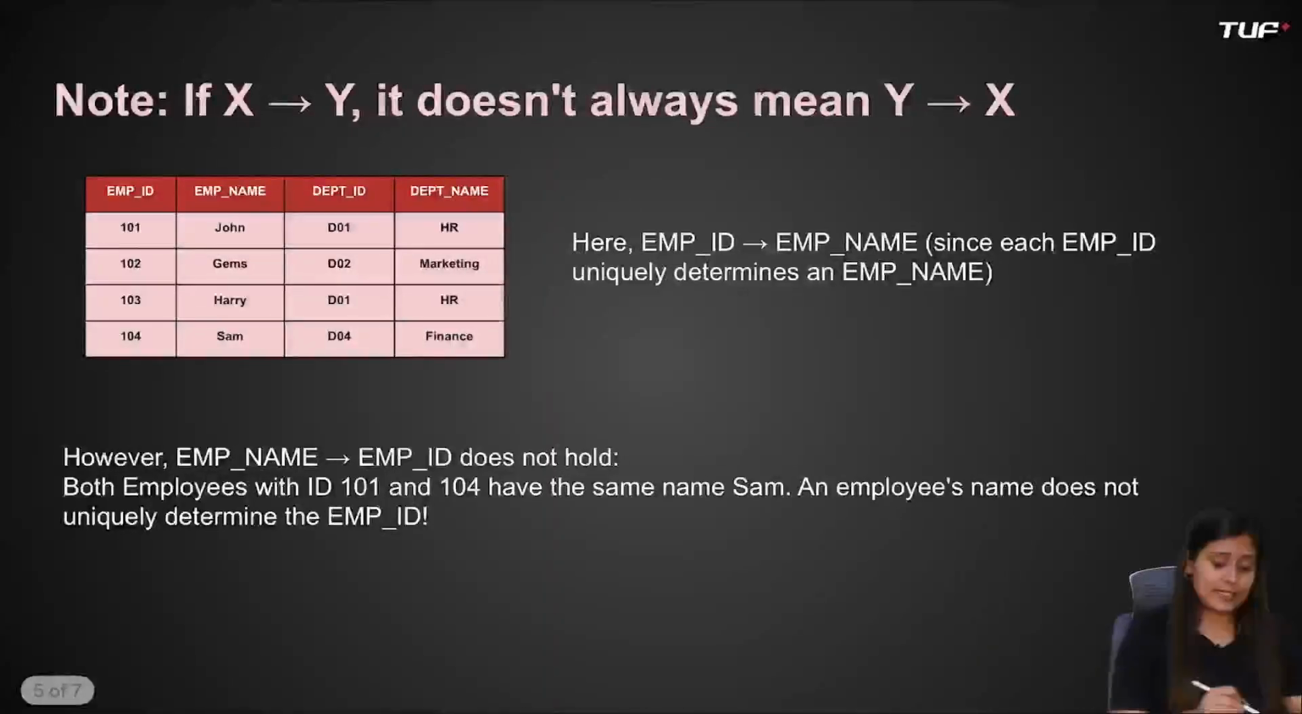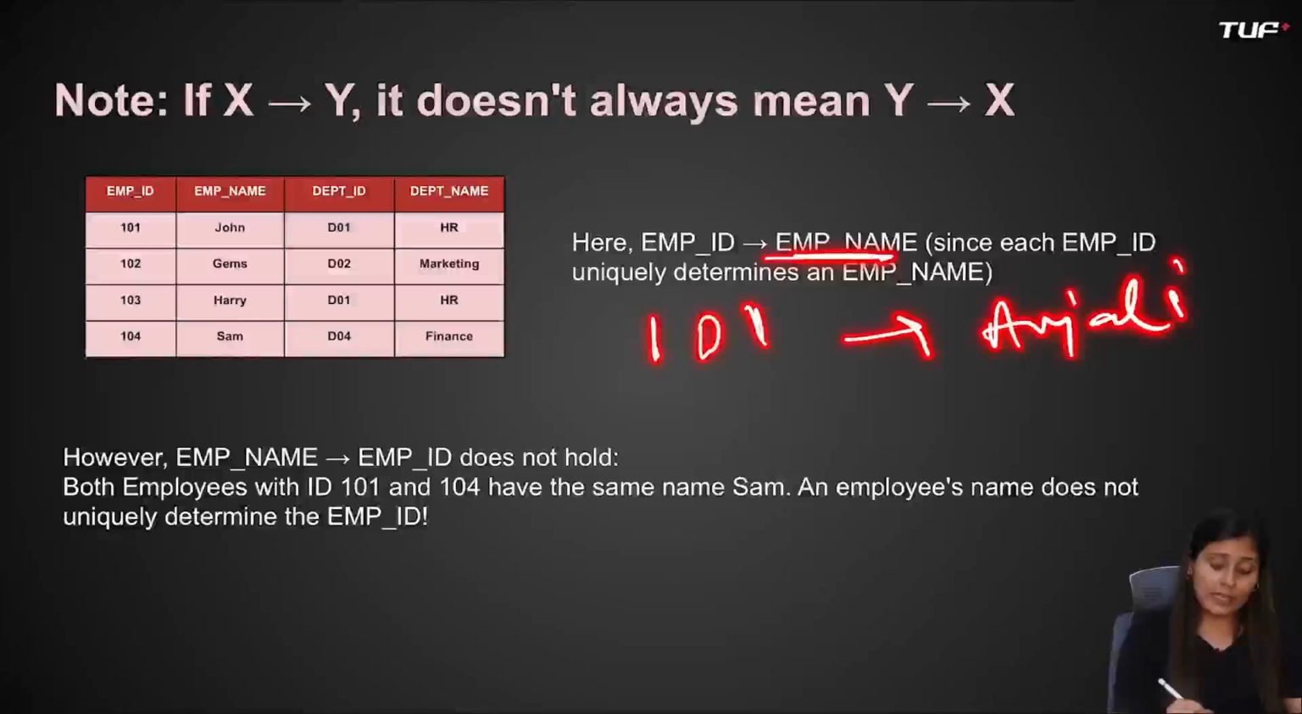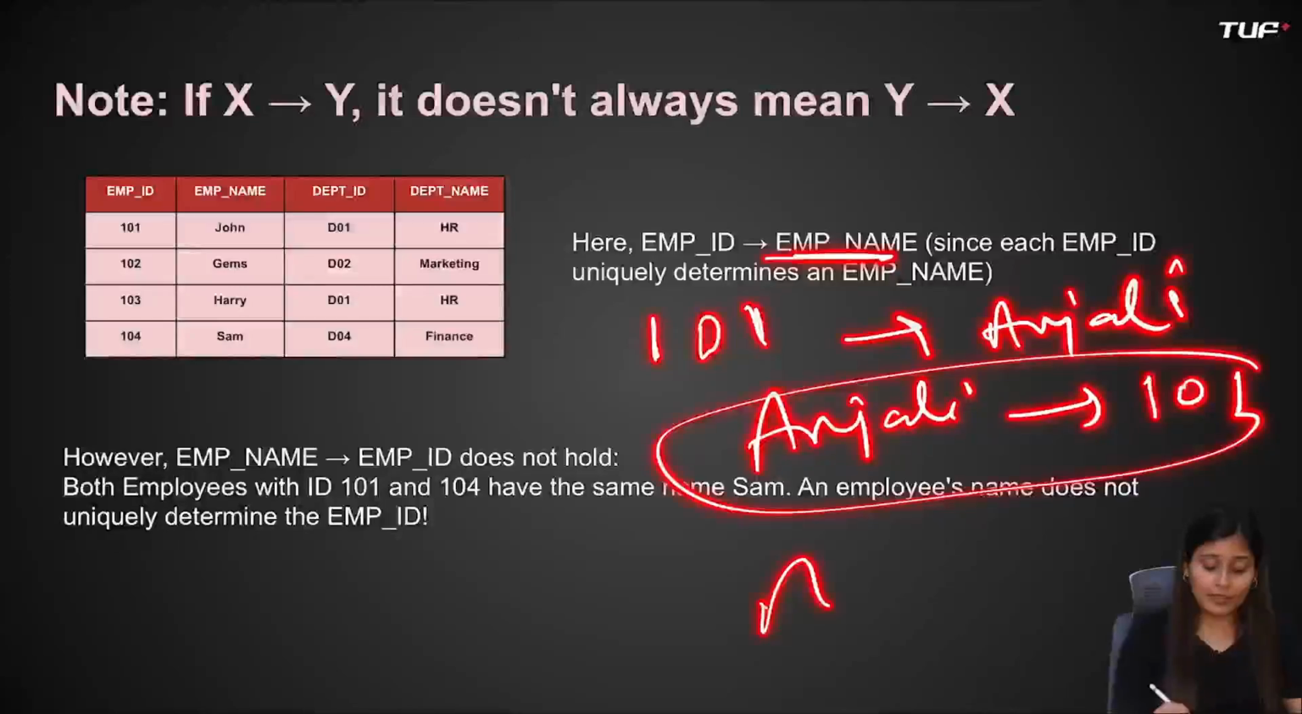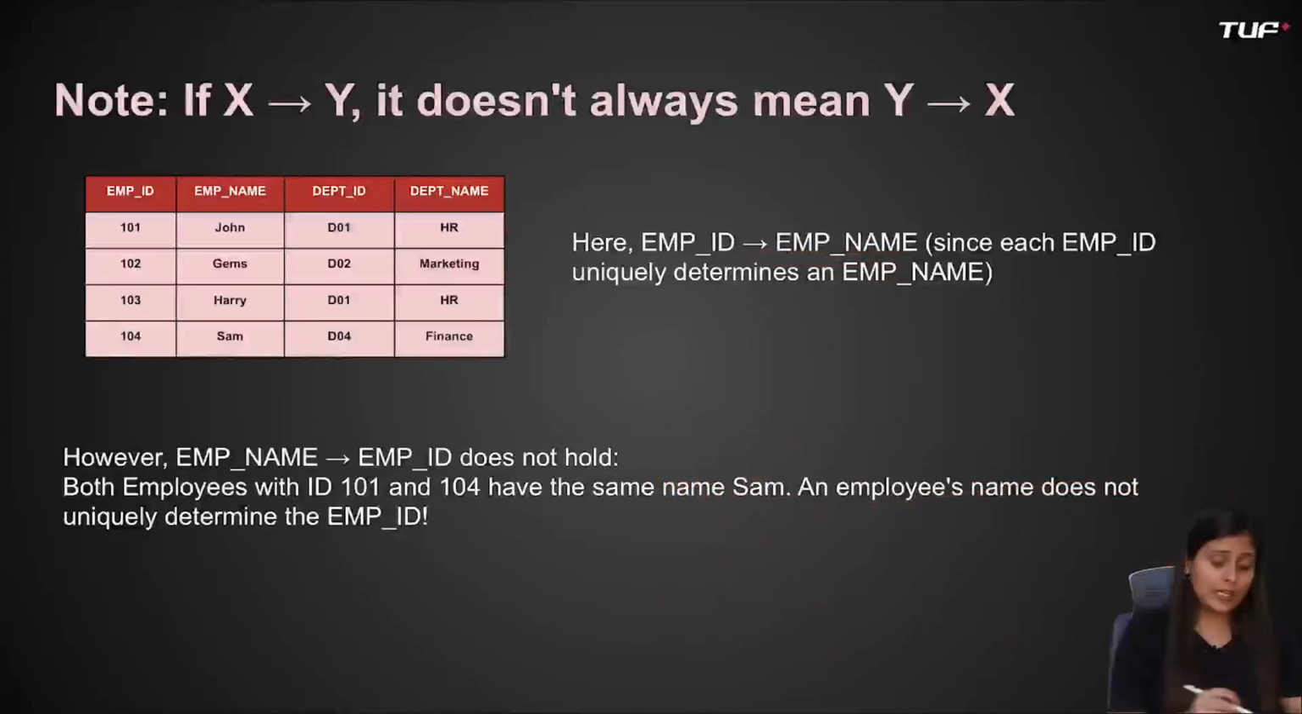Now, let's see, if X is defining Y, right? It does not mean that Y will also define X. How? If we have some employee ID, let's suppose 101, and it says the name will be Anjali, right? It does not mean that every girl with the name Anjali will have the same employee ID, because it might happen that there are two Anjalis with different employee IDs, right? So if X determines Y, it does not mean that Y will also determine X back, right? This point you need to remember always.